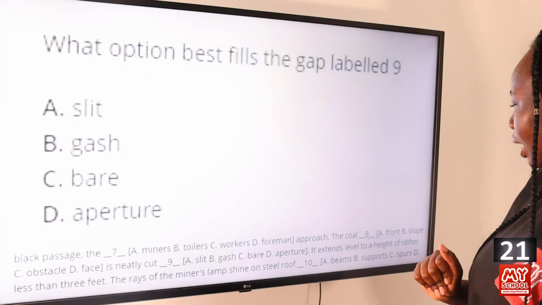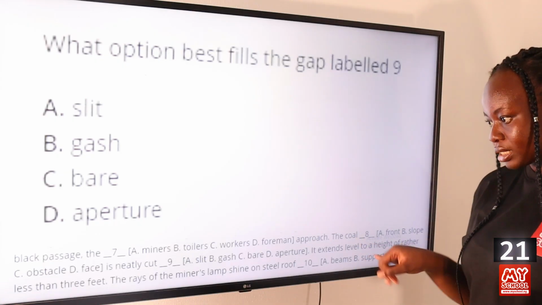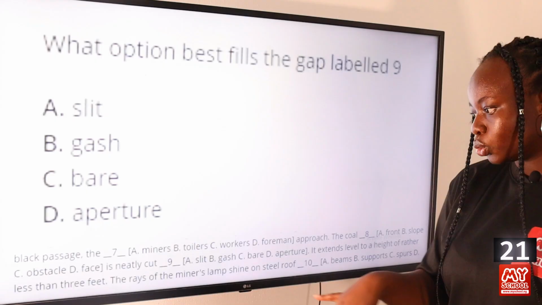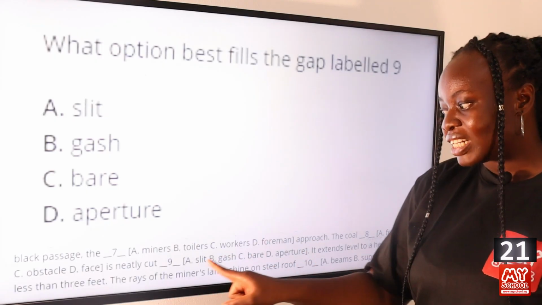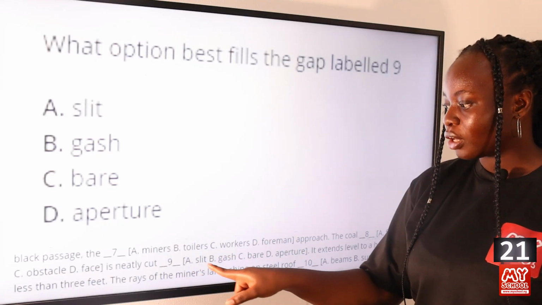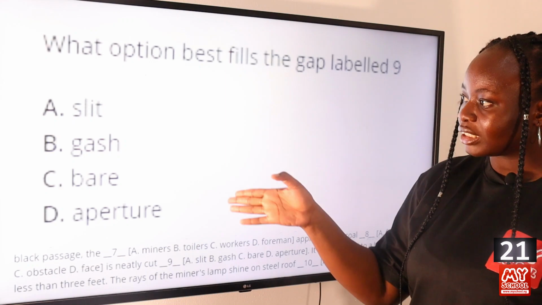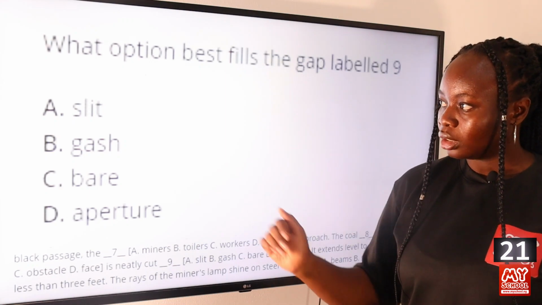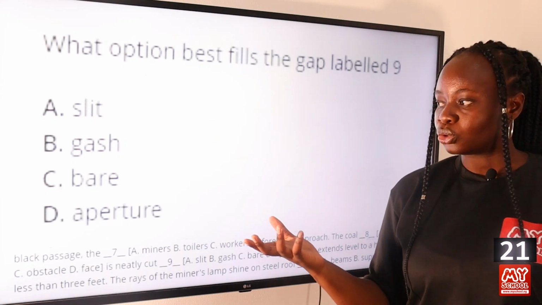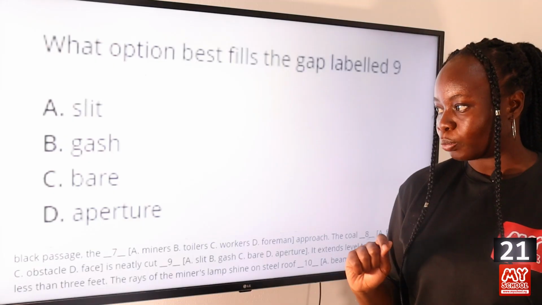So again, we're going to look at the sentence. The coal face is neatly cut dash. So the best word that can fill in that position is an adjective. We're looking for an adjective to fill it, and the only adjective we can find in this option is option C. Slit, gash, and aperture are nouns, so they cannot exactly fill in that position.